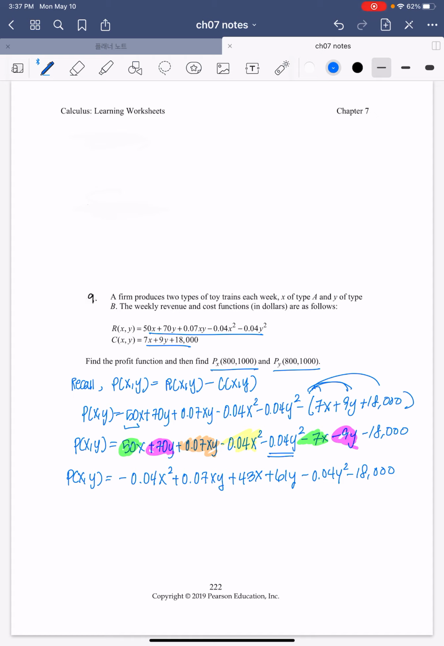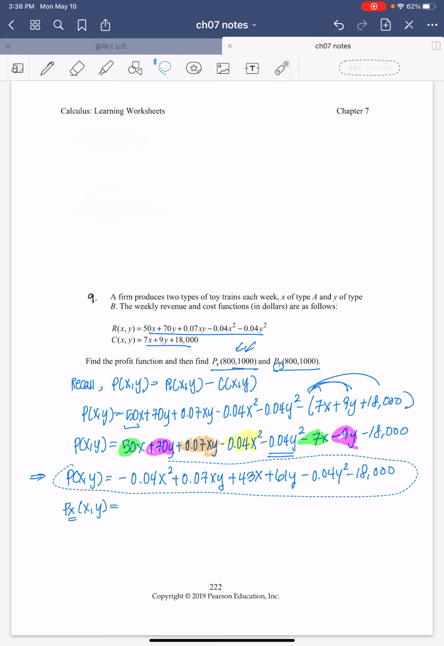Now let's start with the first one. We need to take a partial derivative respect to x for this one and then plug it in. Second part, we take the partial derivative here respect to y and then plug it in. So I'm gonna begin with this one. First, let's take the partial derivative respect to x and then I'll plug it in 800 and 1000. So this time x is your variable. So x will be your variable function. I'm going to copy this one because I'm going to be using it in a minute.